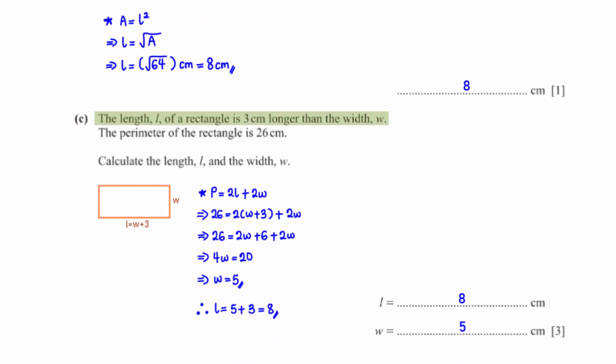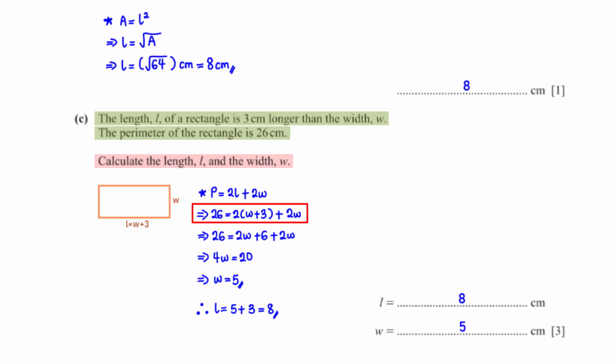The length L of a rectangle is 3 centimeters longer than the width W. The perimeter of the rectangle is 26 centimeters. Calculate the length L and the width W. Here is the formula for the perimeter of a rectangle. We are told the length L is W plus 3, and we've been given the perimeter to be 26.